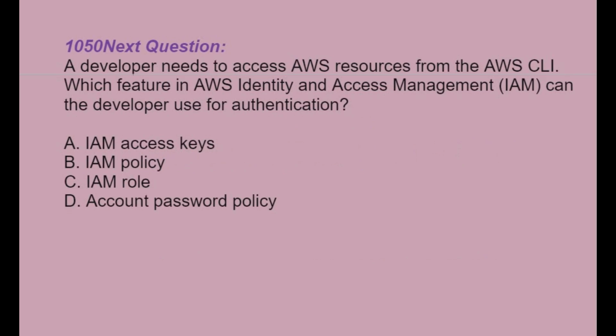Question is, a developer needs to access AWS resources from the AWS CLI. Which feature in AWS Identity and Access Management IAM can the developer use for authentication? Option A, IAM Access Keys. Option B, IAM Policy. Option C, IAM Role. Option D, Account Password Policy. Correct answer is option A.